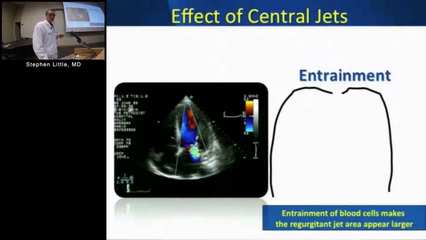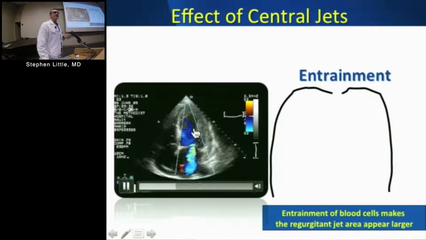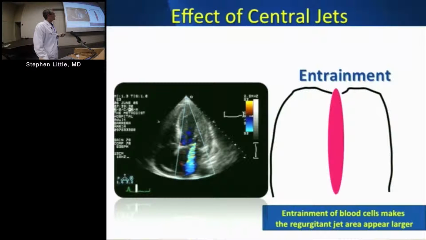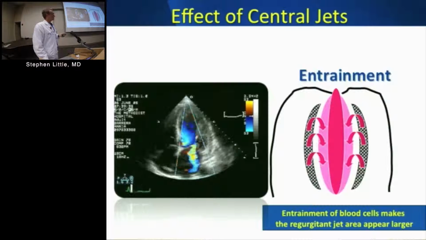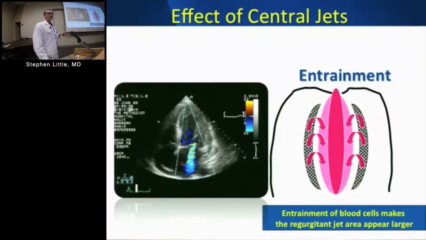Another example of entrainment, something else to consider. So the concept is blood that's already in the left atrium is forced to move, and it gets picked up by the blood that's entering the atrium. So this is the true regurgitant volume. And the black is blood that was already in the atria, but it gets pulled into the jet, kind of like a Venturi effect. So it adds to the regurgitant color jet depiction, although it's not truly regurgitant volume.